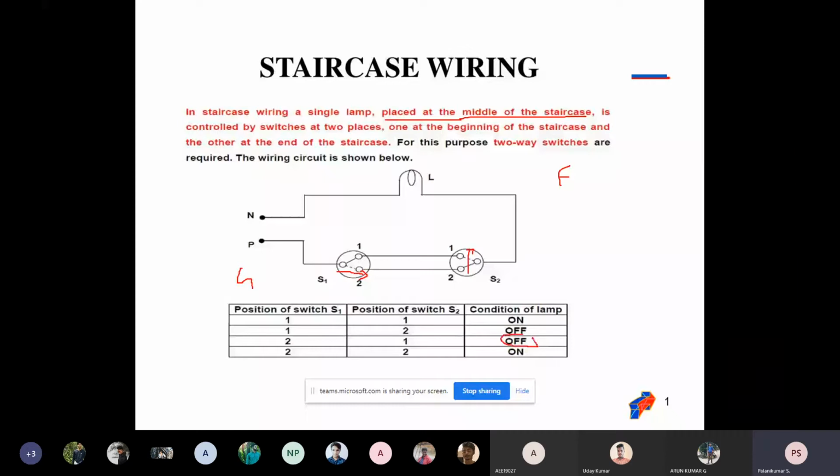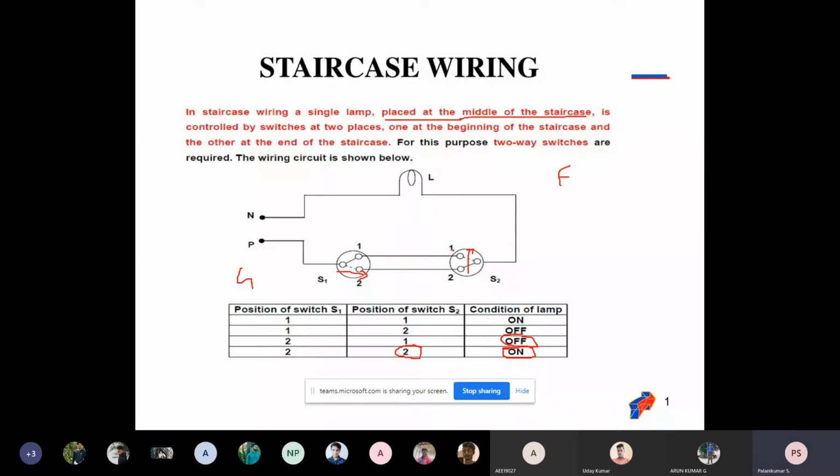Now the person has to come and make this to 2 position, and this to 2 position. Automatically the lamp will be on. So these three conditions are met. When the person now makes it a 2 position and goes away, whenever he leaves the ground floor, the staircase is no longer needed, so he may switch from this position to 1 position. Now it reaches the same one. This is how we can operate the staircase wiring.